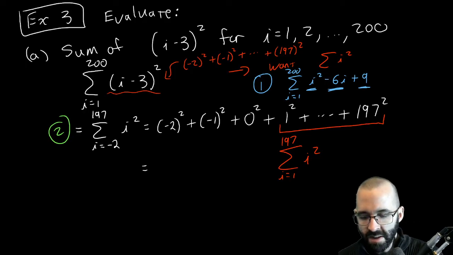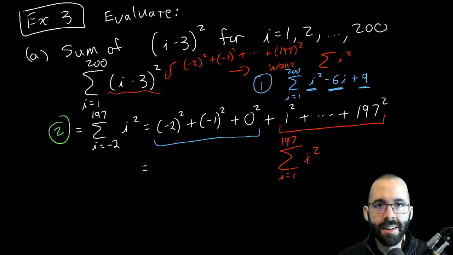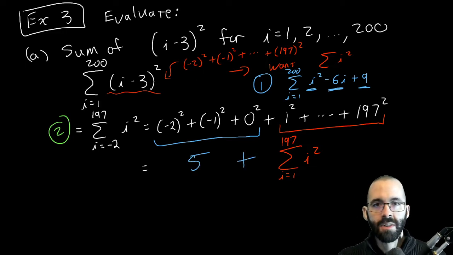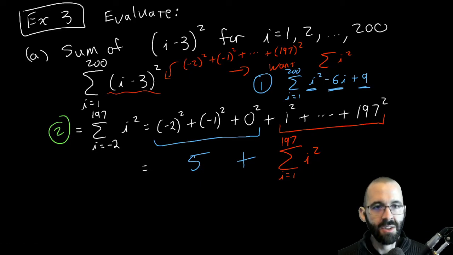And you might say, well, Jason, what about this? What about it? I know what -2 squared plus -1 squared plus 0 squared is. I can do that in my head. That's 4 plus 1 is 5. There we go. 5, I know what 5 is. That sum, I can use the formula.